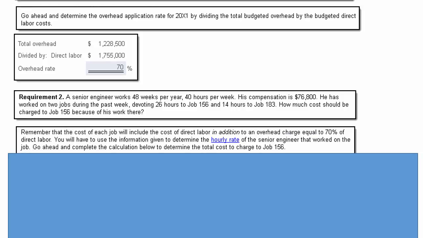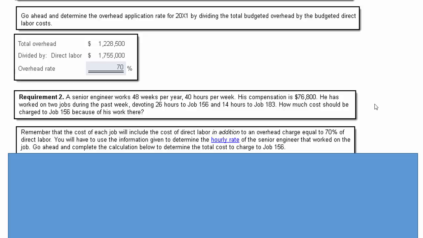Okay, so let's move on to requirement 2. You see the screen has moved a little bit for you now. And I'll read requirement 2, which you see right here in about the middle of the screen. A senior engineer works 48 weeks per year, 40 hours per week. His compensation is $76,800. He has worked on 2 jobs during the past week, 26 hours to job 156 and 14 hours to job 183. How much cost should be charged to job 156 because of the work there?